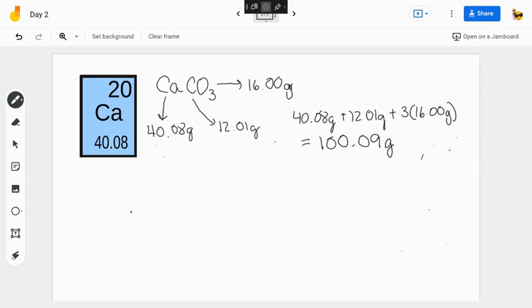Anytime you're using your periodic table of the elements, significant figures wise, we're just going to go 2 past the decimal and we'll call it a day. We're going to be good with that for significant figures.